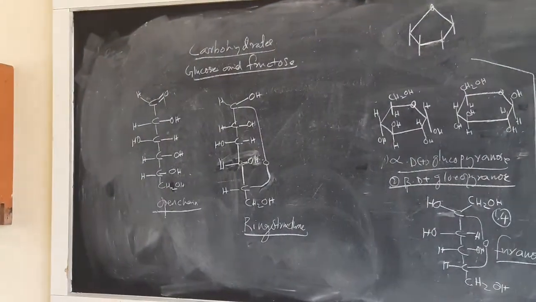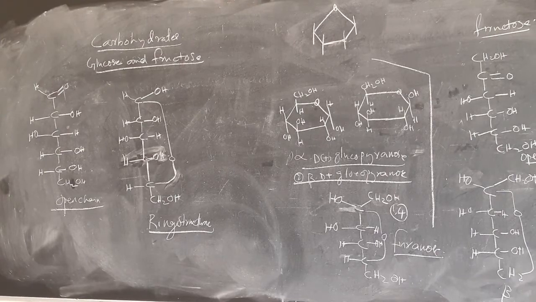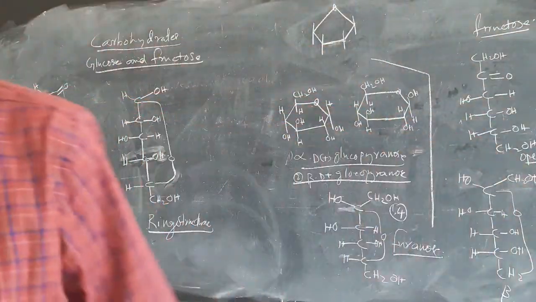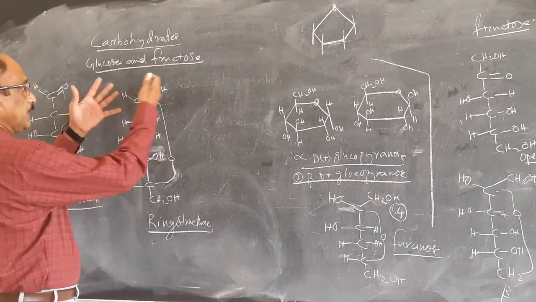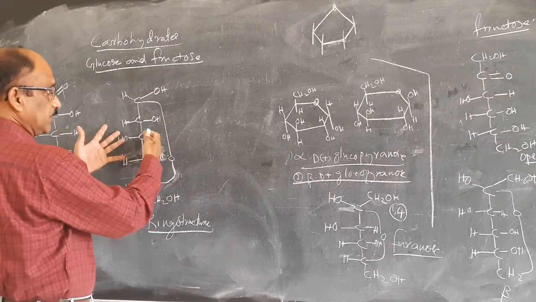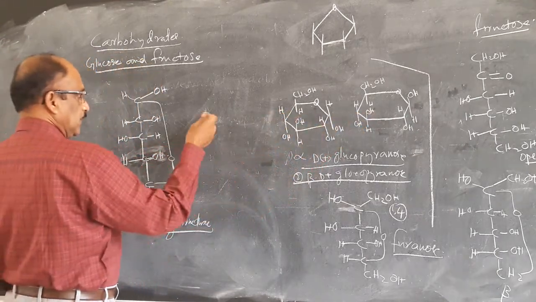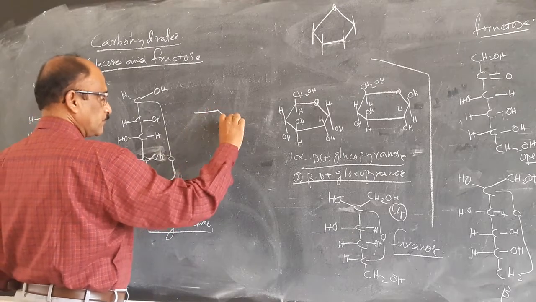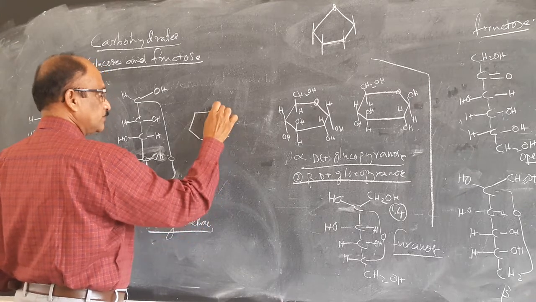And we have to write, of course, the Haworth structure. Let me fix the camera once again. The Haworth structure is based on this ring structure. So you have to write it by seeing this, which you have written here, which I will show you later. But I will tell you how to write the Haworth structure of glucose.